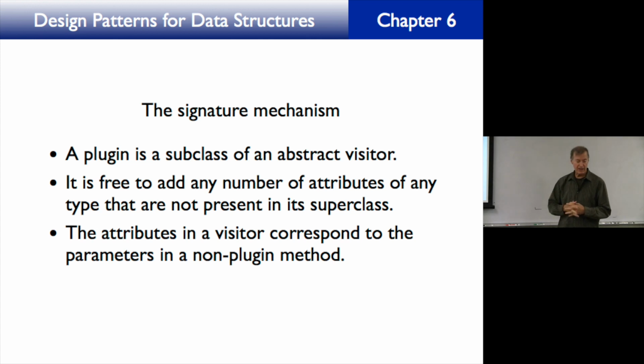Okay, so here's the signature mechanism. A plugin is a subclass of an abstract visitor, and therefore it's free to add any number of attributes of any type that are not present in the superclass. The attributes in a visitor correspond to the parameters in a non-plugin method. I should probably also have said on this slide, correspond to the parameters and any returned value. So you might want to augment that.